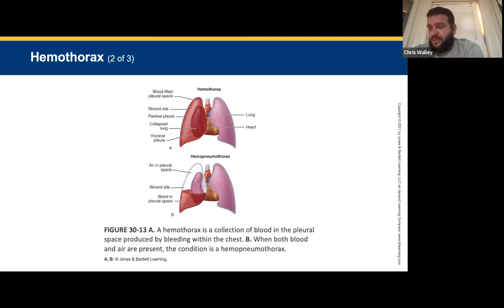So here is a hemothorax. What is happening is blood filled the pleural space. And this is a hemopneumothorax, because it's halfway filled with blood and halfway filled with air. They both have to exit. And the majority of the time, these are going to get chest tubes.